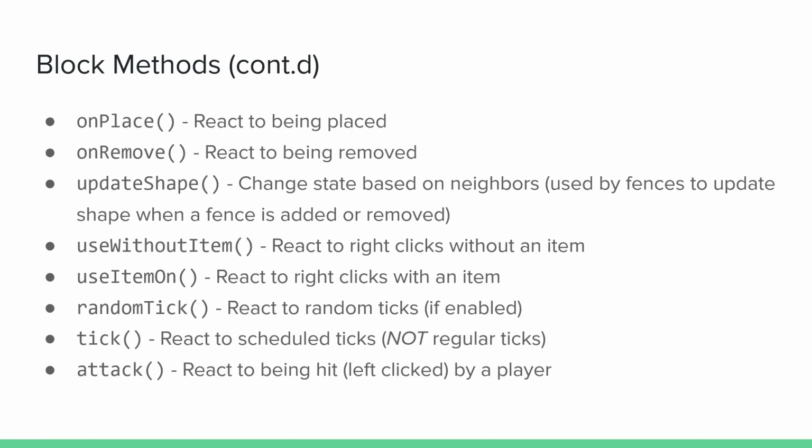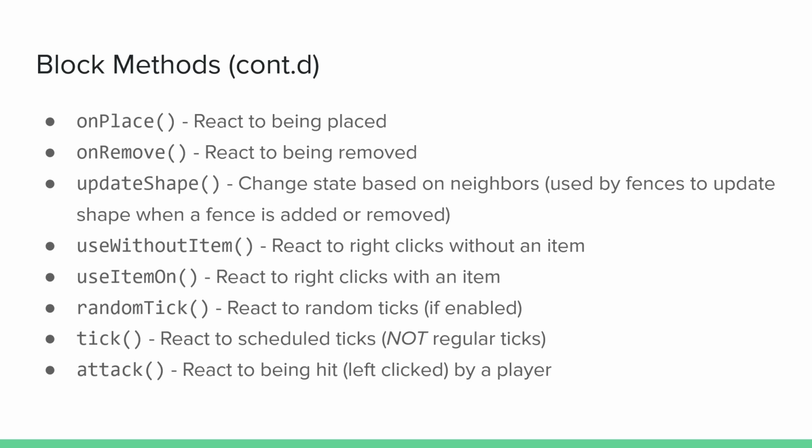More block methods, you have onPlace and onRemove. Those are when they come to exist and when they are deleted. And then you have updateShape, which is used by fences to react to block updates from their neighbor. So different block updates can correspond to different methods in the Block class. If you look at the block update page that I think I linked on the presentation, it'll tell you the correspondence of different types of block updates to different methods on the Block class.